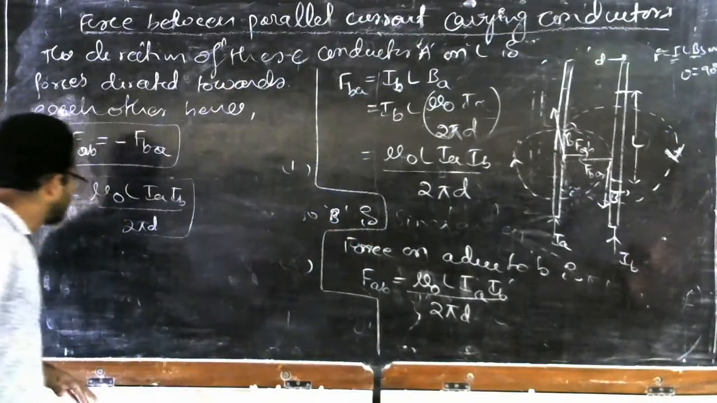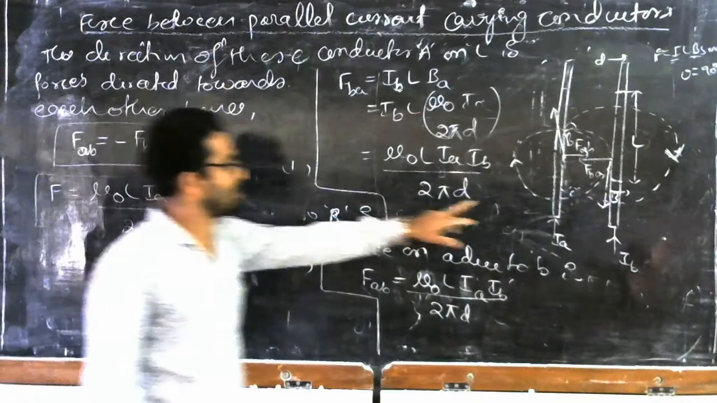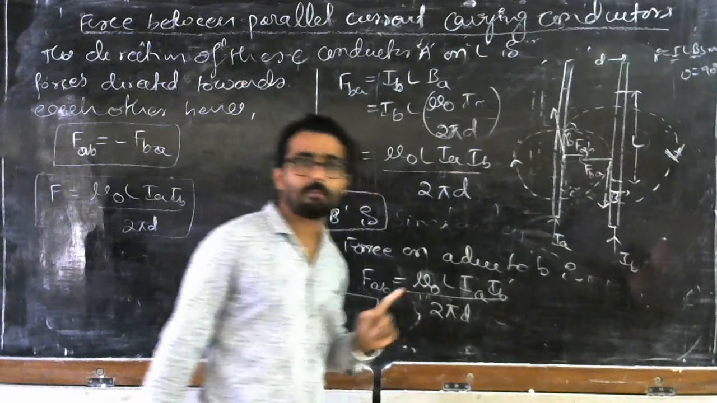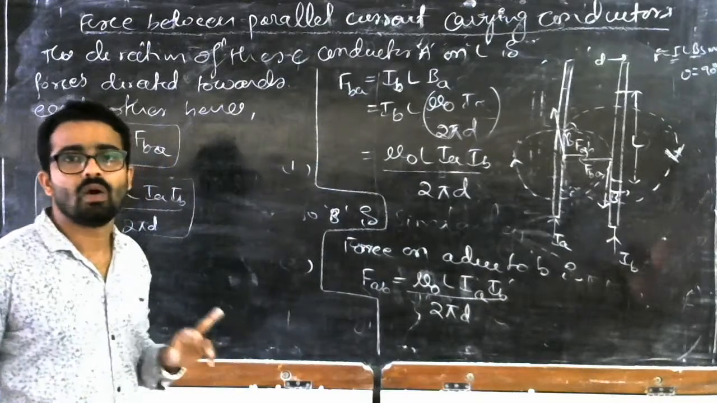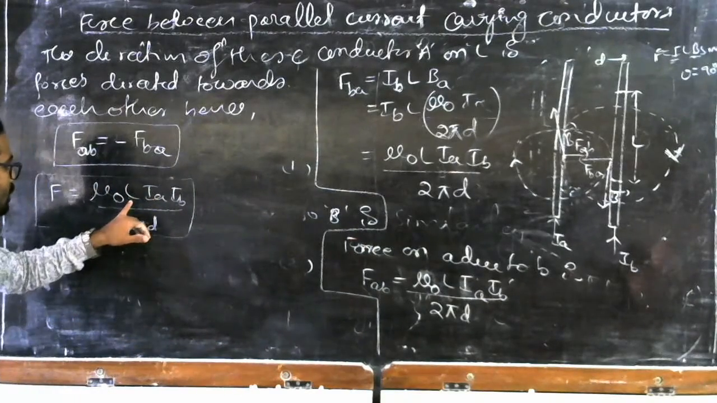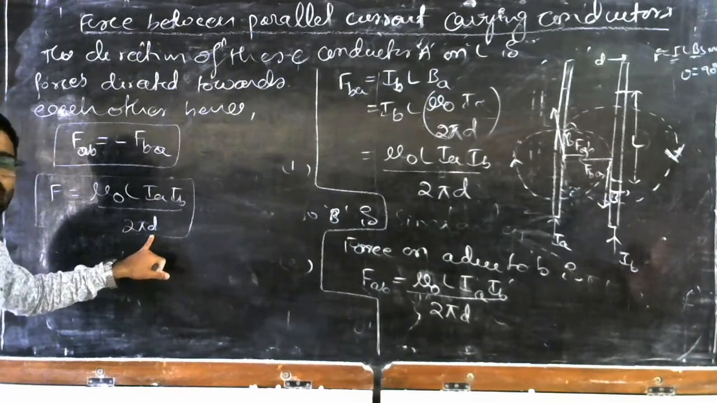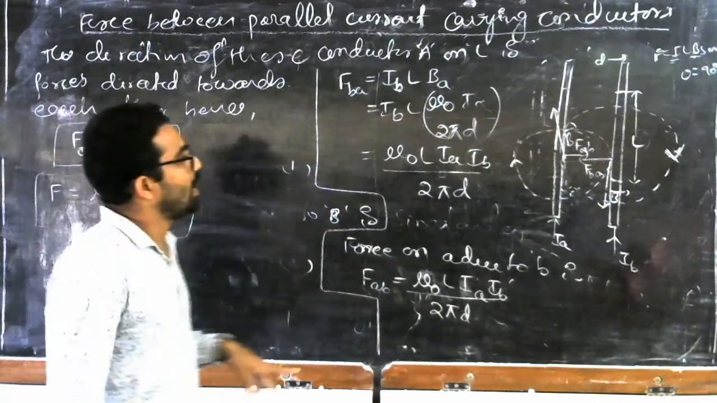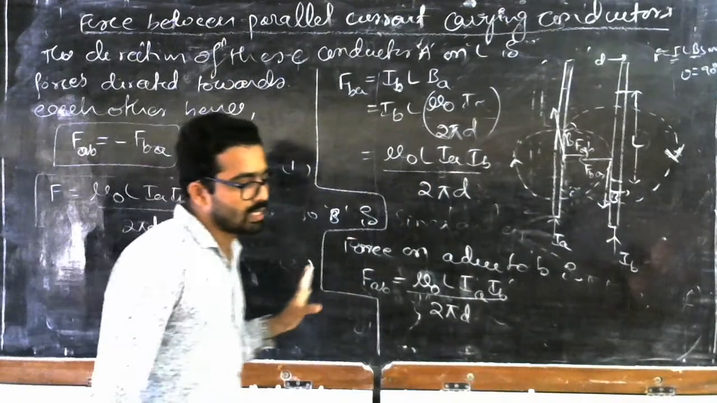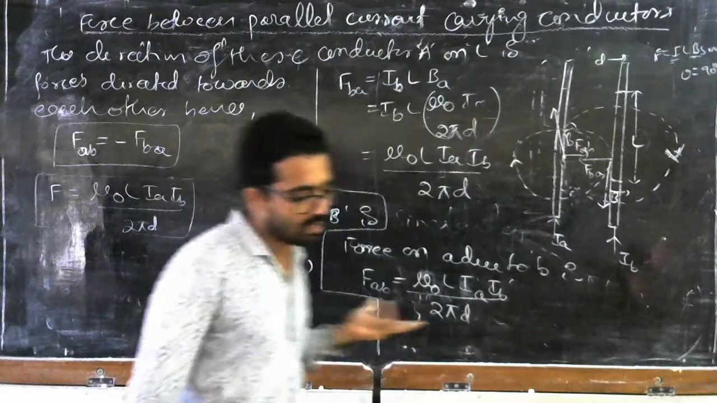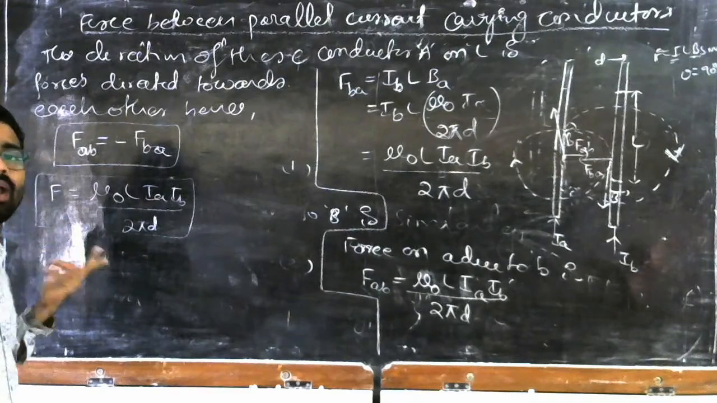the current flowing through the two parallel straight conductors is 1 ampere. 1 ampere of current will flow through both the conductors when the length of the conductor is 1 meter and they are separated by 1 meter of distance. Then they will attract with a force of 2 into 10 to the power minus 7 Newton per meter. Then that is called 1 ampere.